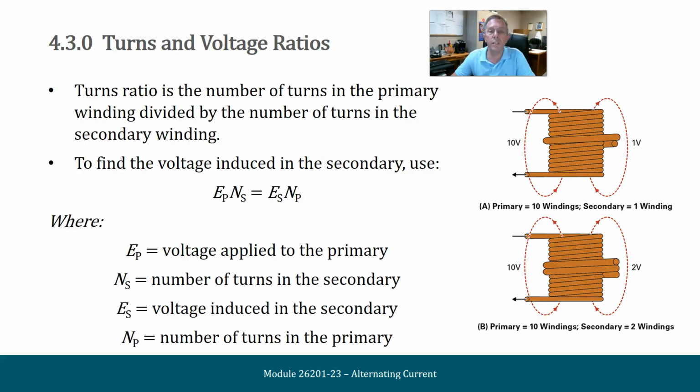The turns ratio is the number of turns in the primary winding divided by the number of turns in the secondary winding. To find the voltage induced in the secondary winding, use this formula, where EP is the voltage applied to the primary, NS is the number of turns in the secondary, ES is the voltage induced in the secondary, and NP is the number of turns in the primary.